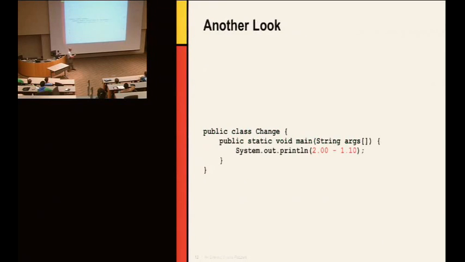So let's take another look at the program. We have 2.00. What is the type of this value? Anyone? Double. Absolutely. Those are double literals. We're subtracting 2 double literals. The result is a double, and you can represent 2.00 exactly, but not 1.10. Why not? Because a tenth is not representable as a sum of powers of 2.